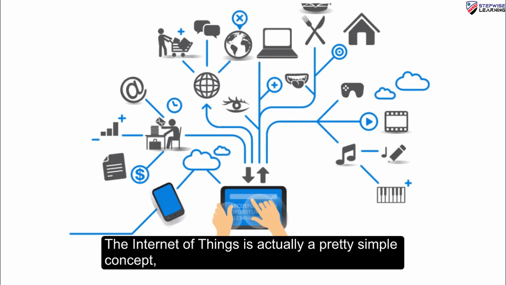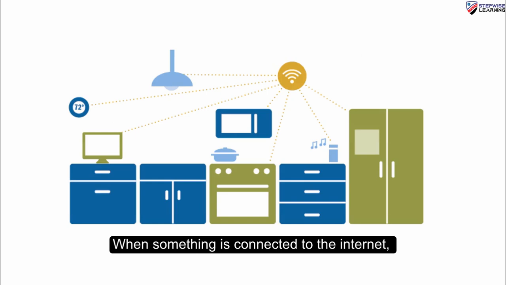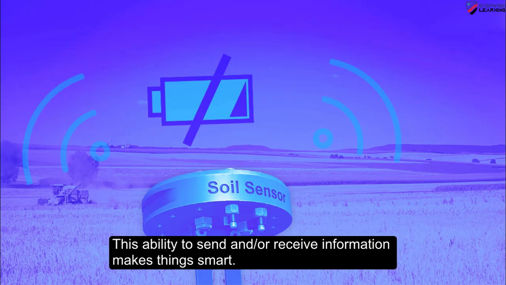The Internet of Things is actually a pretty simple concept. It means taking all the things in the world and connecting them to the internet. When something is connected to the internet, that means it can send information or receive information or both. This ability to send or receive information makes things smart.